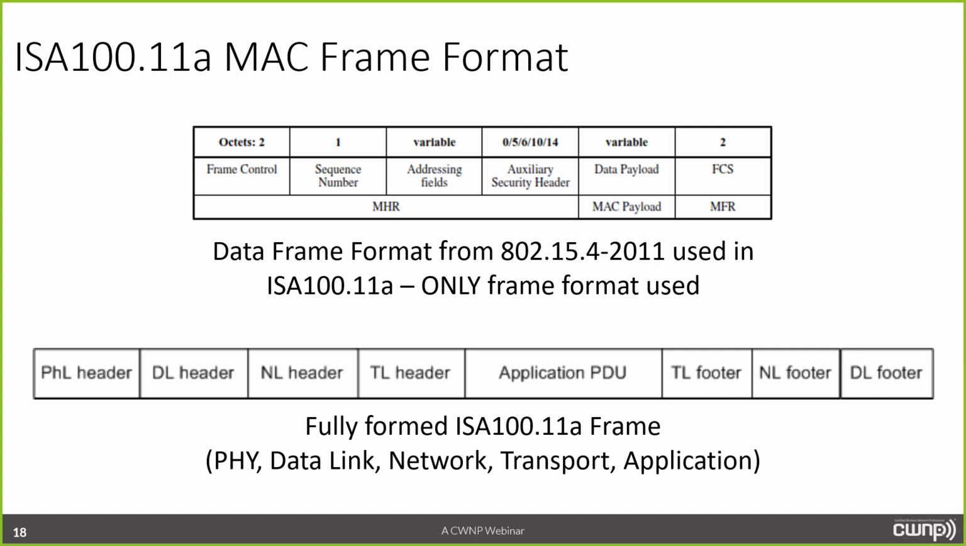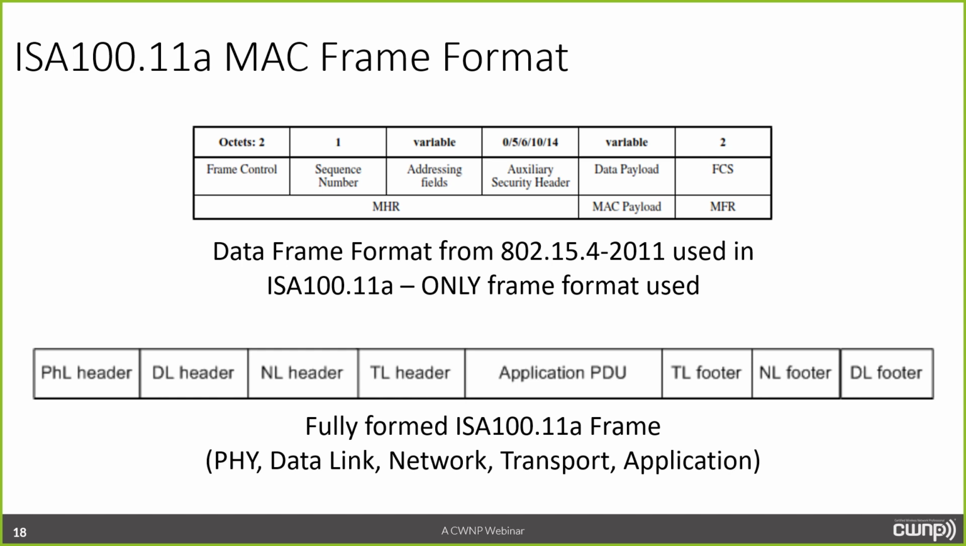Here's the MAC frame format. I'm not going to spend as much time on this one as we did the WirelessHART. But notice we do have 2 octets for the frame control. And then we have a sequence number and addressing fields. Then we have an auxiliary security header. So this is the new part, you might say, for the actual ISA100.11a, is we're using that auxiliary security header that is specified in 802.15.4. Then we have the data payload and the frame check sequence.